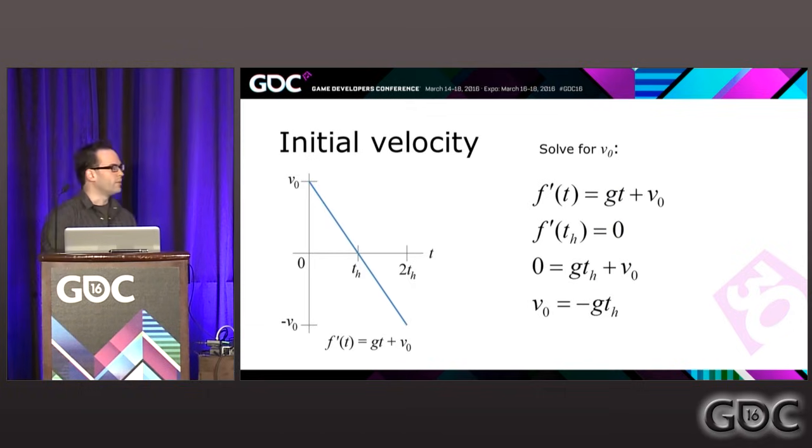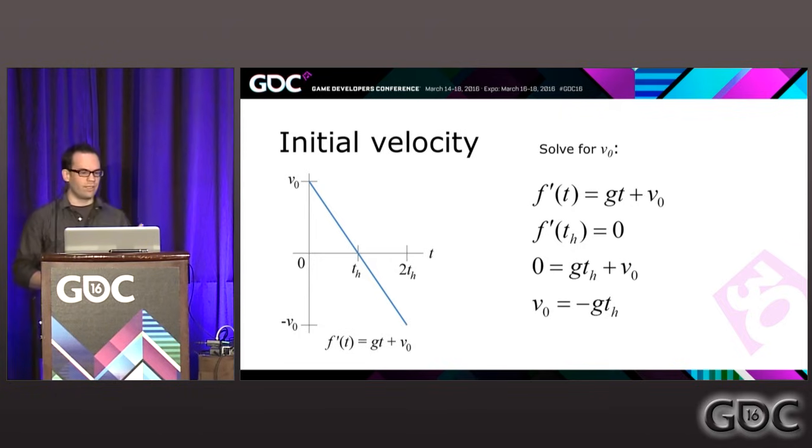We go back to our graph from earlier, and we say at time 0, we have some initial velocity v naught. We don't know what that is yet. That's one of the things we want to find. At time t sub h, our velocity is 0. This is the peak of the jump. This is when gravity has pulled down hard enough that we are momentarily weightless before we fall back to Earth. And then at time 2 t sub h, just as we're landing on the ground again, our velocity is equal in magnitude and opposite in direction to our initial velocity. So this is negative v naught.